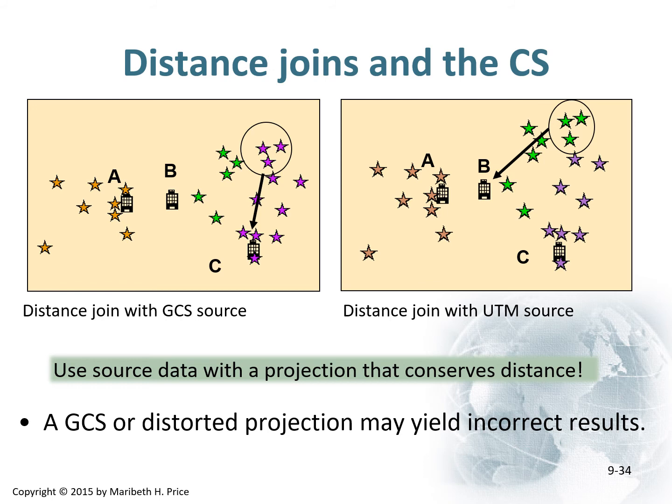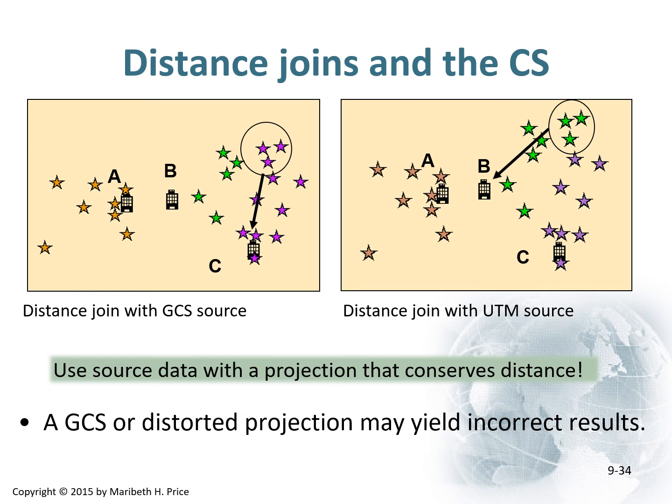Distance joins in the coordinate systems. If you don't project the data, it will be distorted significantly from it being in a GCS. All projected coordinate systems distort some things, but they preserve others. And so if you're in a system that preserves distance, the distances will be correct. If you're in one that preserves position, then the positions will be correct. In this example, by going from a GCS to a UTM projected coordinate system, 3 of these attractions are now closer to a different hotel.